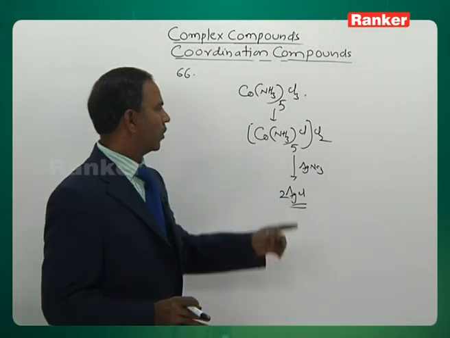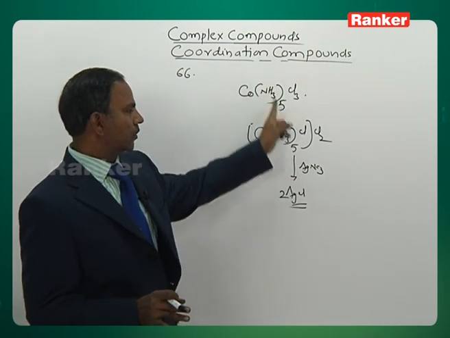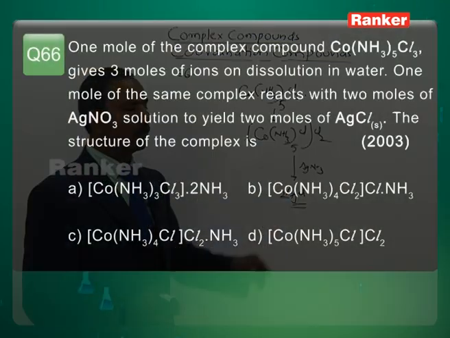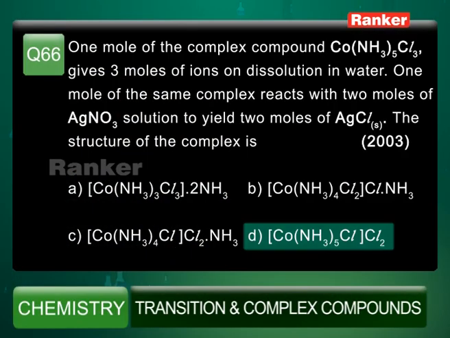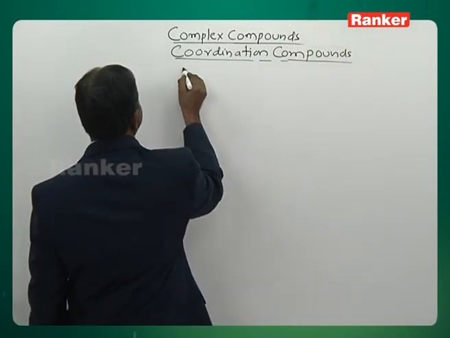So, according to our solving of this particular question, this is the correct formula and this is the correct answer. Therefore, option D is the correct answer, which is carrying 2 chlorides outside, giving 2 moles of AgCl as the precipitate. So, here answer is what? D. Coming to question number 67.